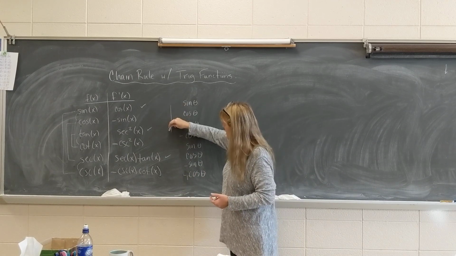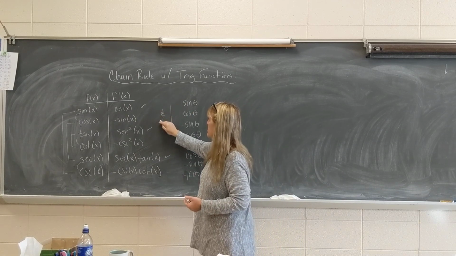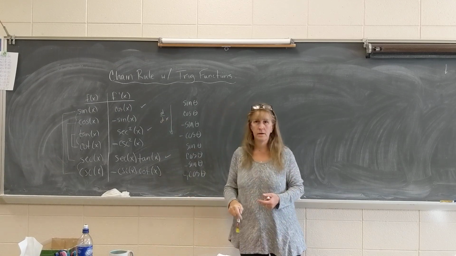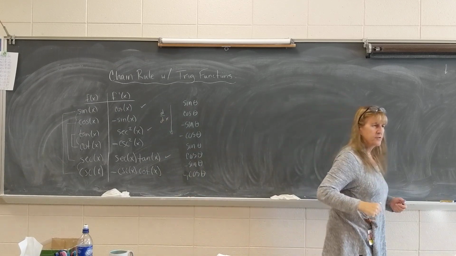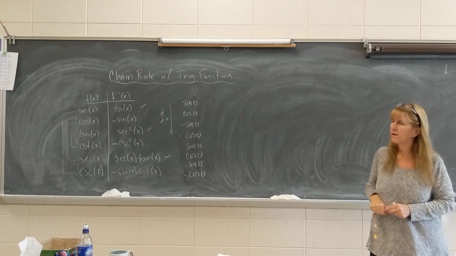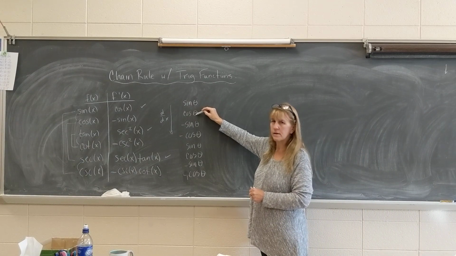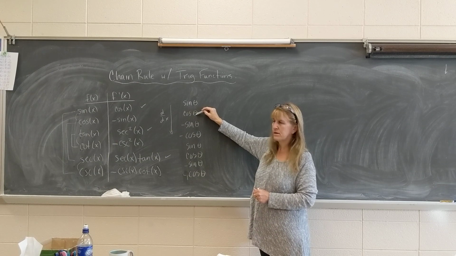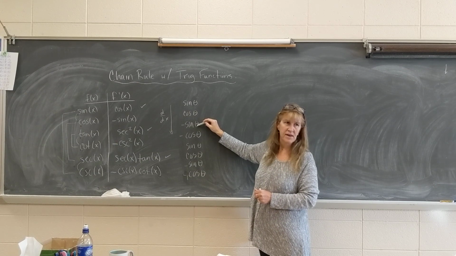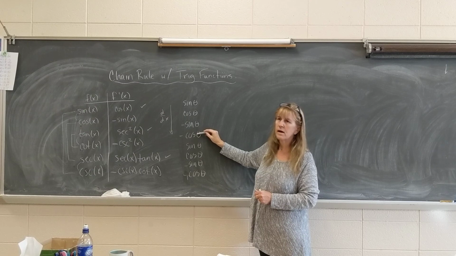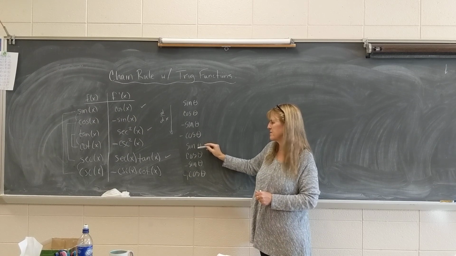If you're going in this direction, these are derivatives. So if you're going down, which is what we're doing right now, those are derivatives. The derivative of sine theta is cosine theta, and the derivative of cosine theta is negative sine theta, and the derivative of negative sine theta is negative cosine theta, and the derivative of negative cosine theta brings you back to sine theta.